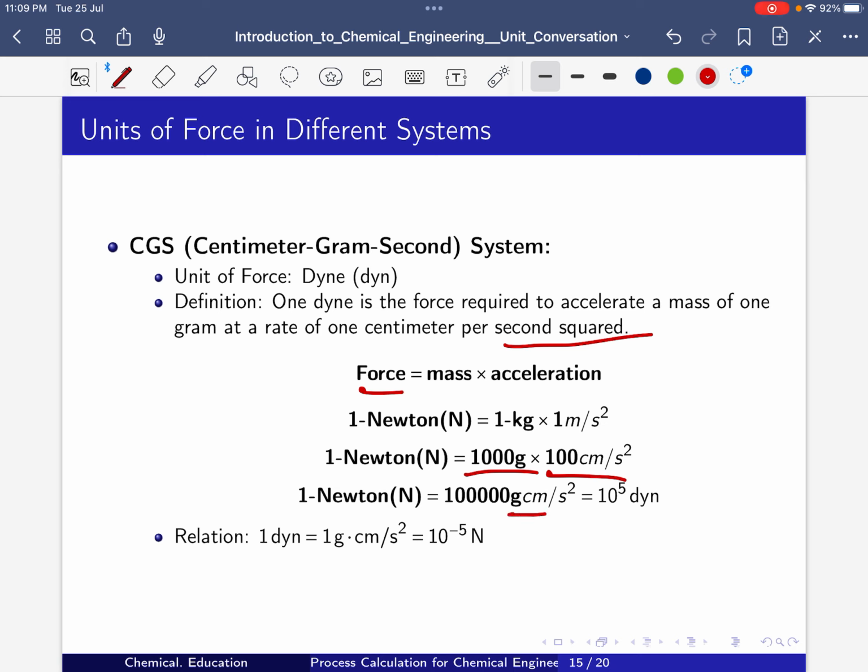So gram centimeter per second square is nothing but dyne. So 1 dyne is equal to 1 gram centimeter per second square, and 1 newton is equal to 10 to the power 5 dyne, or 1 dyne is equal to 10 to the power minus 5 newton. Remember that. It is required, it frequently comes up when we do unit conversion.